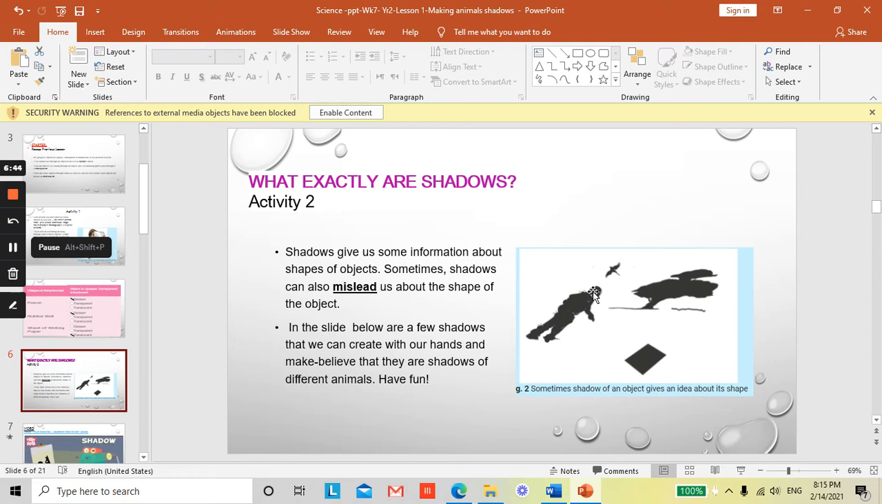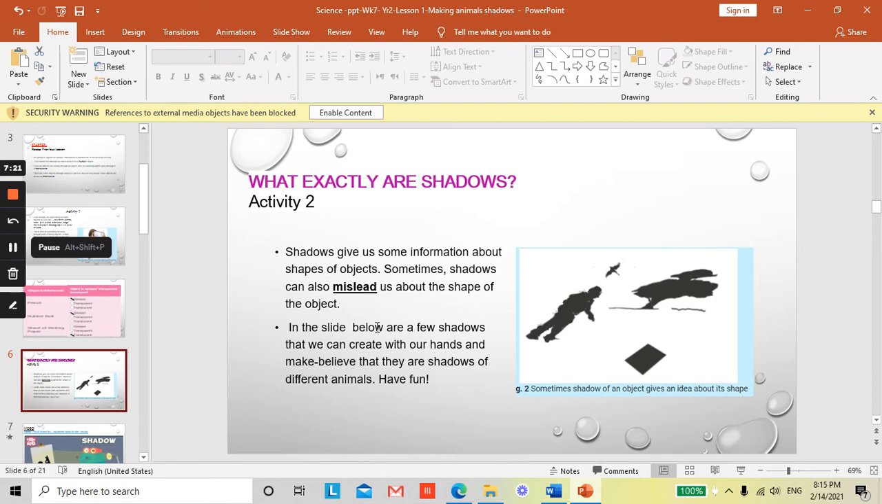So we have shadows here. We can see we have a bird, we have a person moving. This can be a piece of paper, a piece of cloth, a cupboard. It can be something, but we don't know exactly what it is. We have a tree here. In the slide below are a few shadows that we can create with our hands and make believe that they are shadows of different animals.